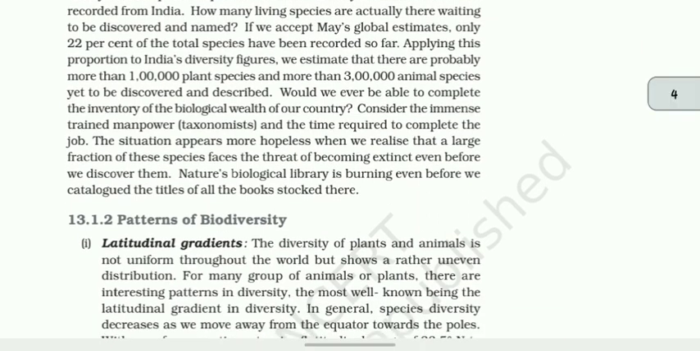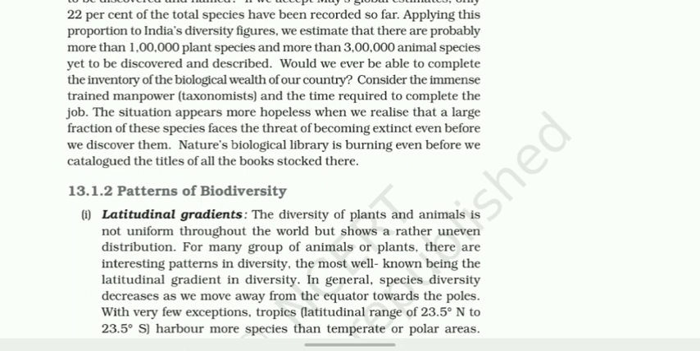How many living species are actually there waiting to be discovered and named? If we accept May's global estimates, only 22% of the total species have been recorded so far. Applying this proportion to India's diversity figures, we estimate that there are probably more than 1 lakh plant species and more than 3 lakh animal species yet to be discovered and described.